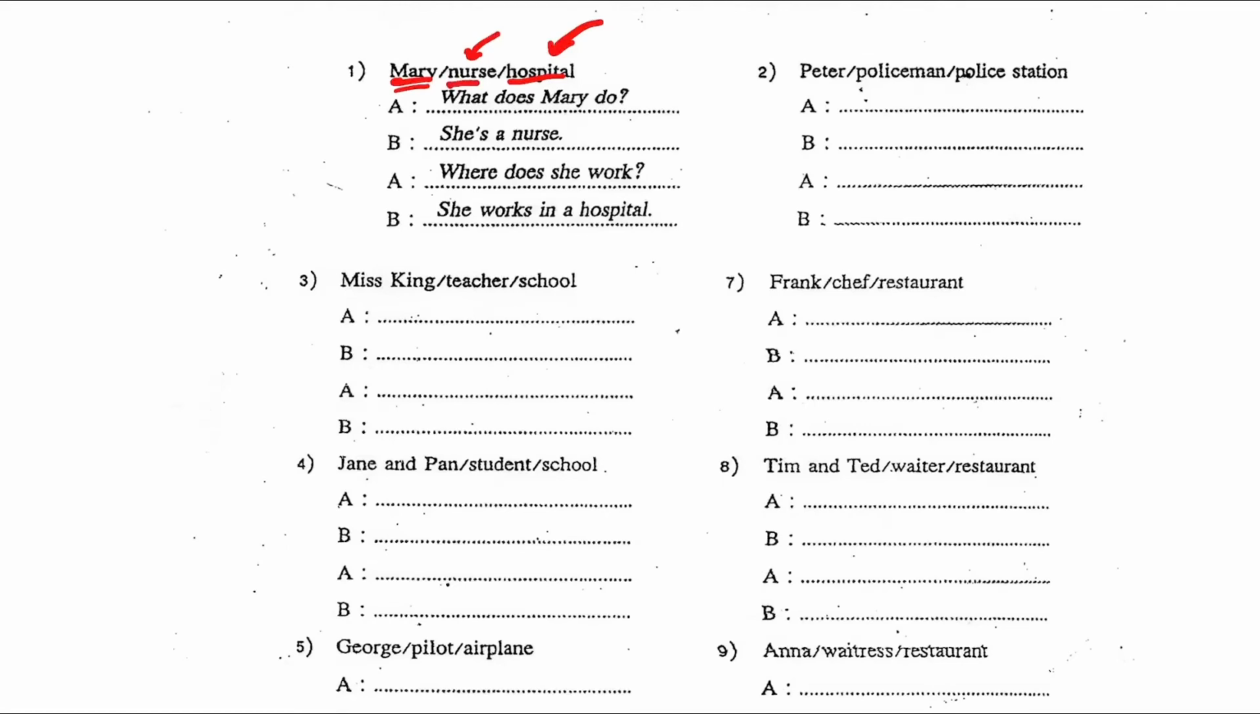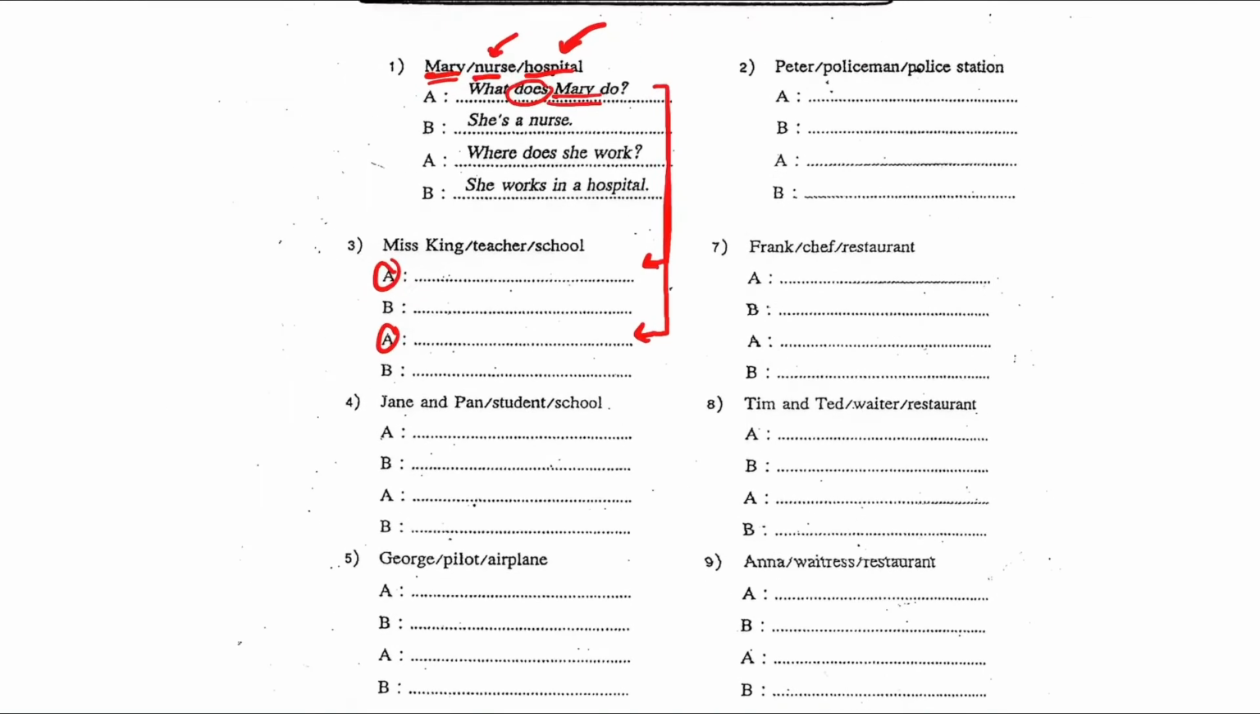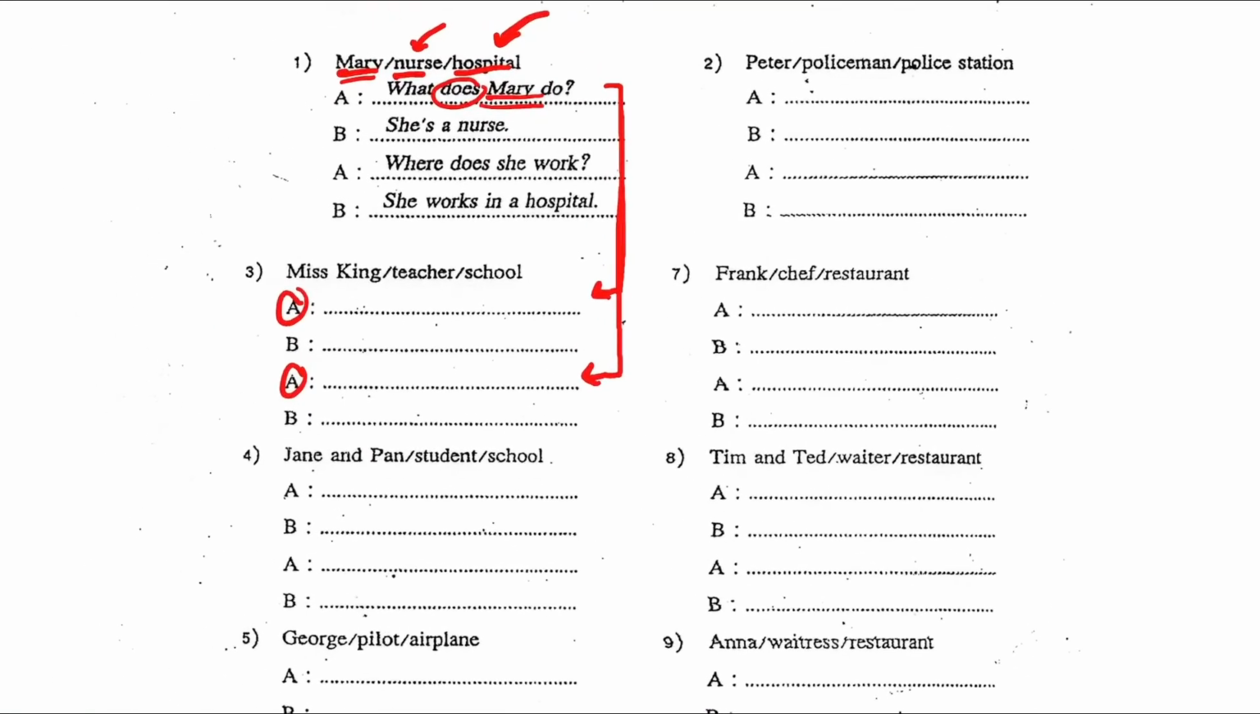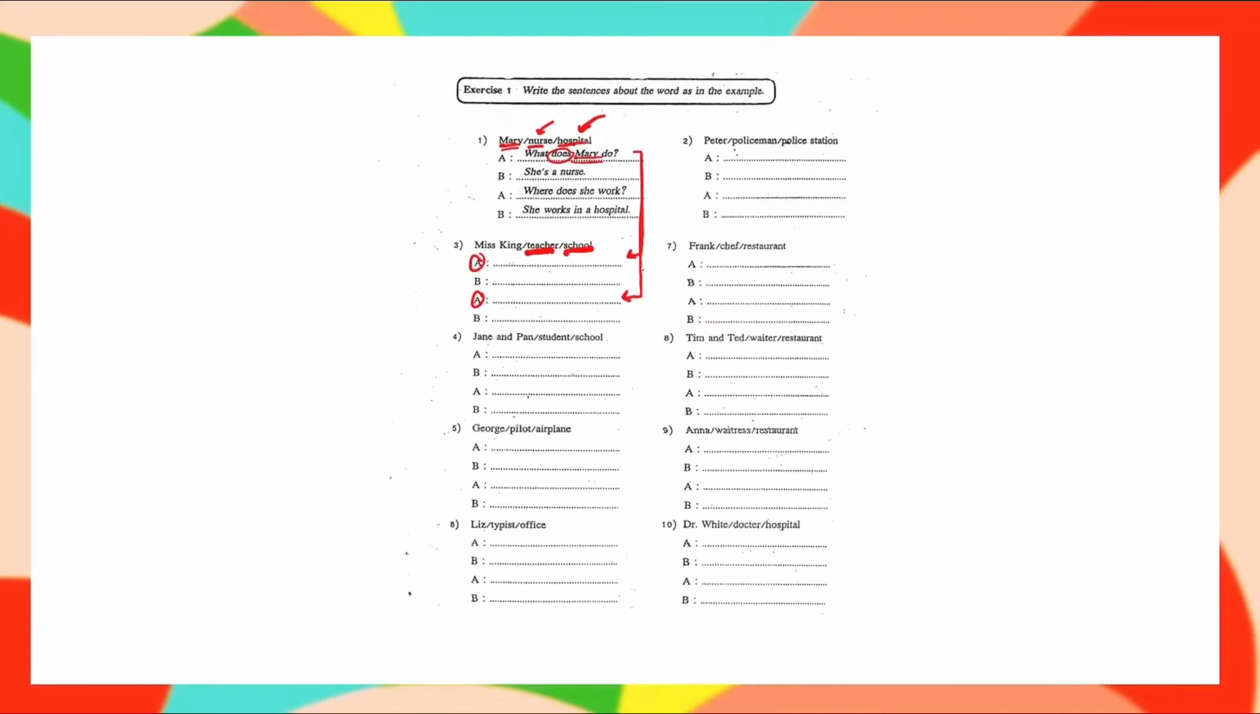As the same pattern, A, as the same. But we change the subject and helping verb. And B, okay, here is an answer and answer. I think that you can do this.